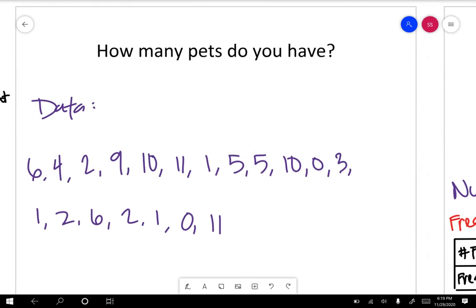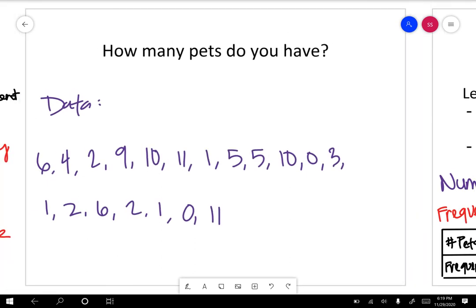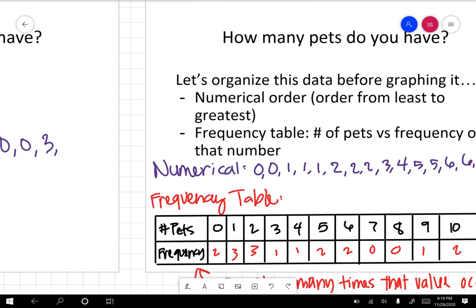If this was actually in class, I would ask everyone how many pets they have, and we would use that data. But since this is not in class, I just used a random number generator to generate these 19 numbers. So we're going to pretend that this is the data of how many pets each student has in our class. And yes, I do realize that 11 is a lot of pets, but you never know. Some people might have that many. Okay, so this is the data we're going to work with today, and a little bit of tomorrow.